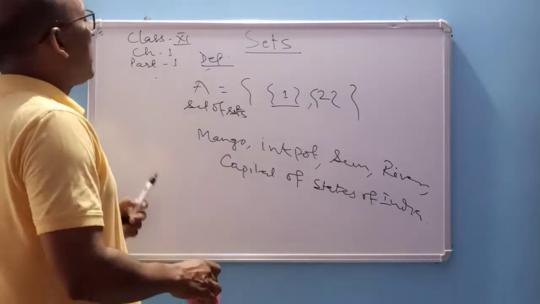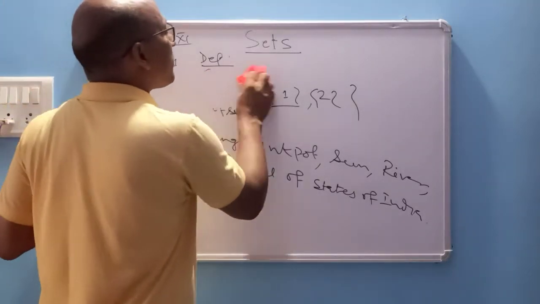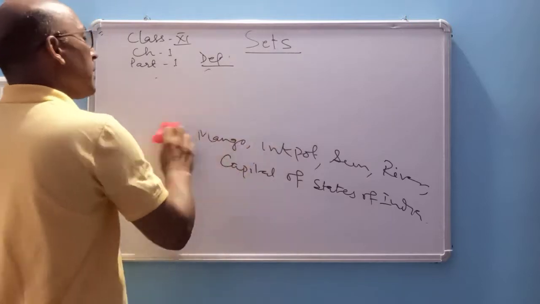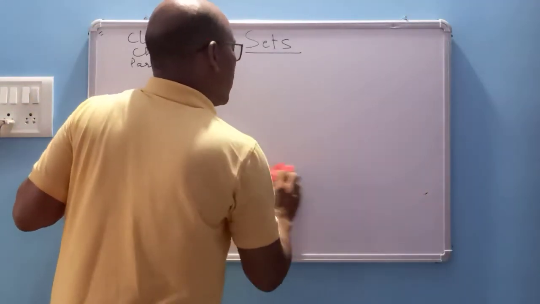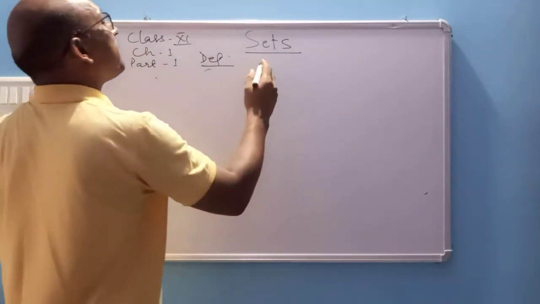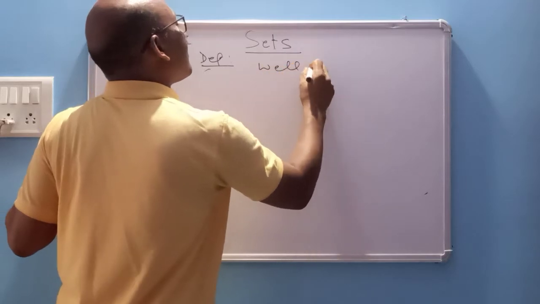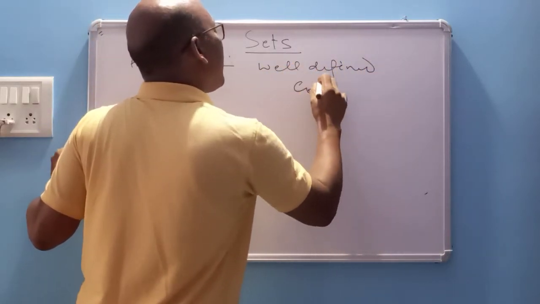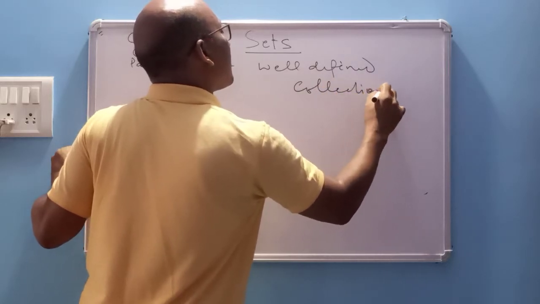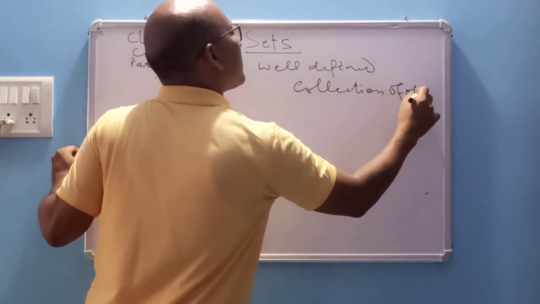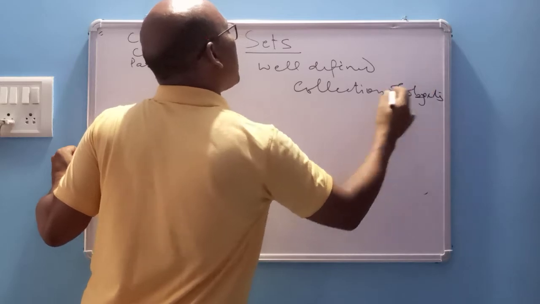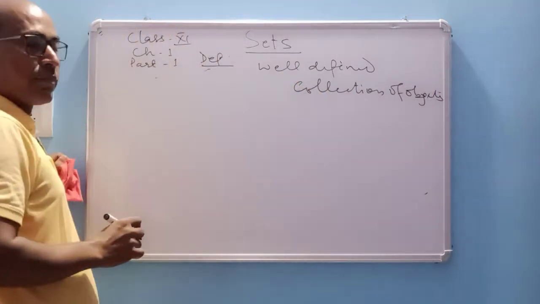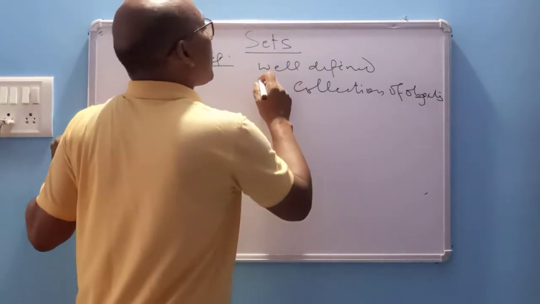Now the obvious question is, can every collection of objects be a set? The answer is no.